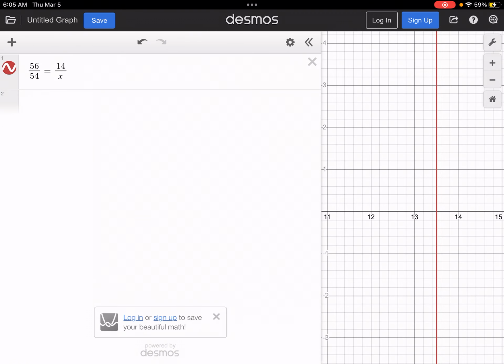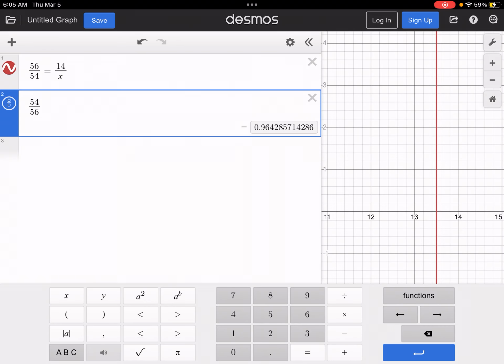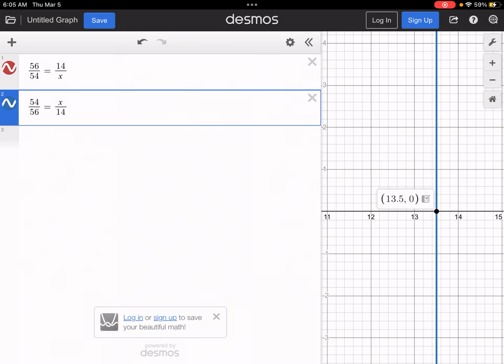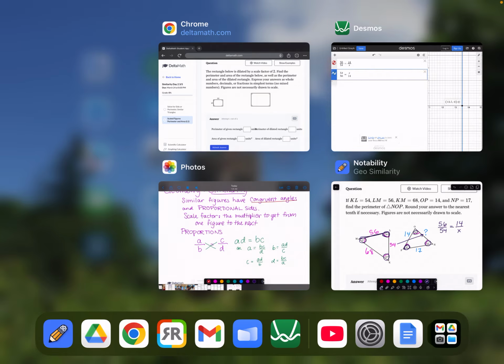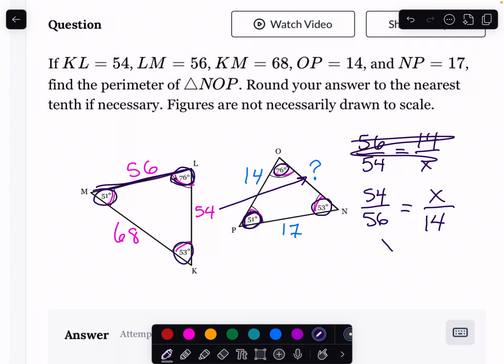Oh, I wonder if I were to do that the other way around, if I did 54 over 56 equals X over 14. See how I just flipped them? Yeah, if X is on top, it'll give me that number. Good thing to know. So if we have X on top, it will give me the number when I click on the graph. Nice. So let me switch that. I want the X on the top, over 14, and 54 over 56. And I got that X was equal to 13.5.